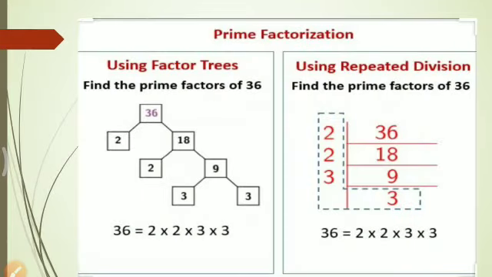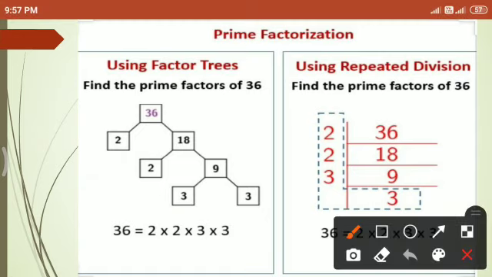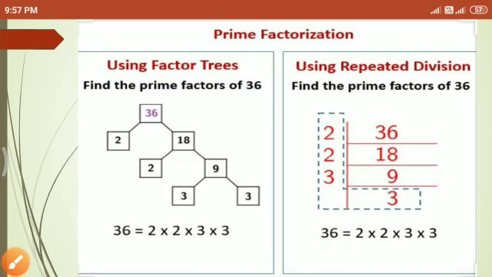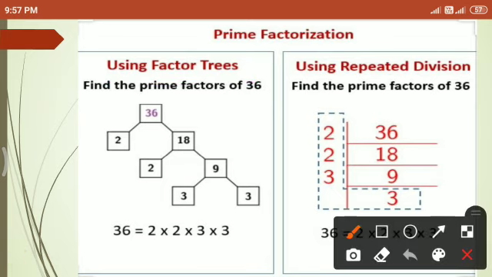Now there are two methods for finding the prime factor. One is using factor tree and another one is using a division method. Now see the first one, using factor tree. Now by using the factor tree, we have to find out the prime factor of 36.